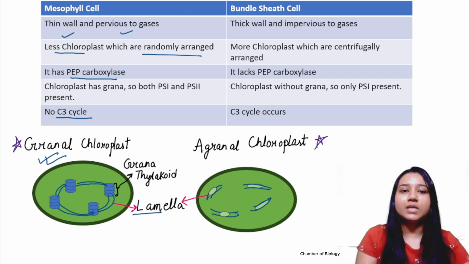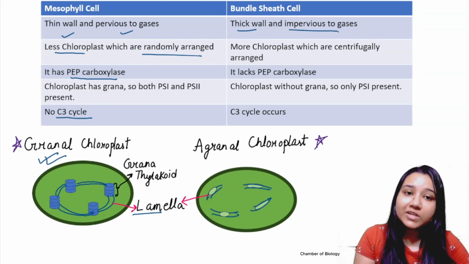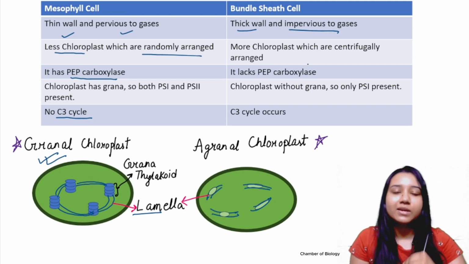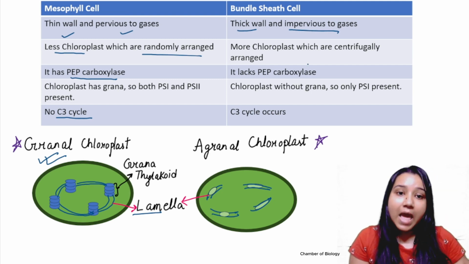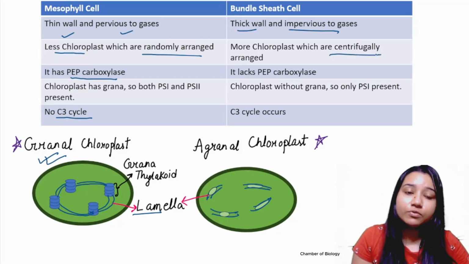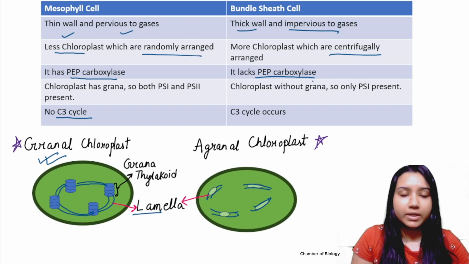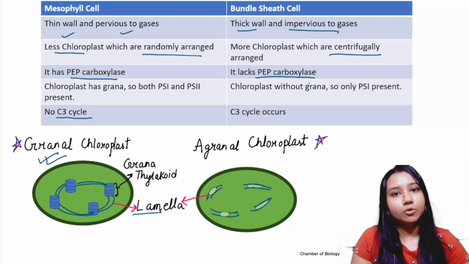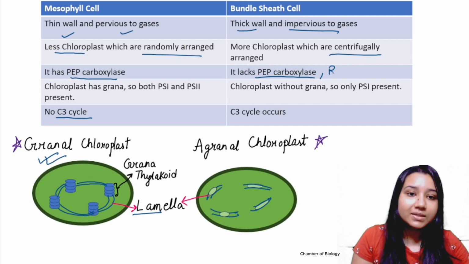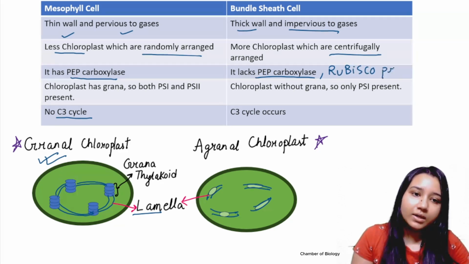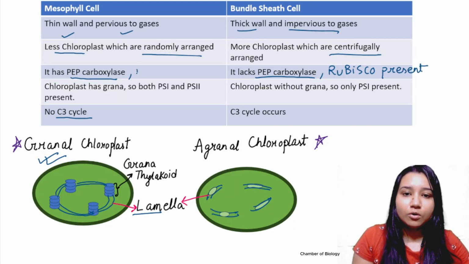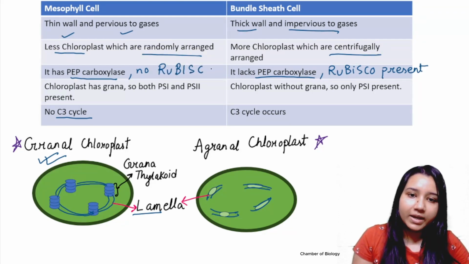And in the bundle sheath cell, if you see, it has a thick wall, impervious to gas. That means oxygen cannot enter as well. More chloroplast is present, centrifugally arranged, and it lacks PEP carboxylase. So there is no carboxylation by PEP carboxylase. But what does it have? It has Rubisco. Okay. In the bundle sheath cell, we will see Rubisco is present, which is not present in the mesophyll. This is also a point we can add.